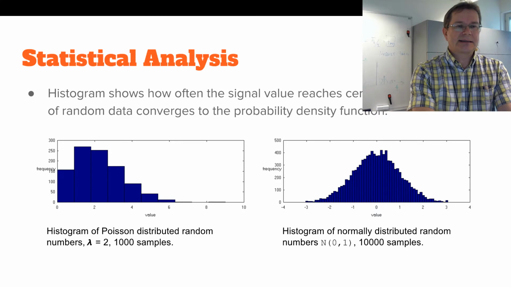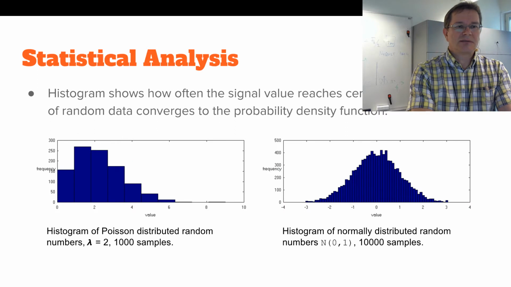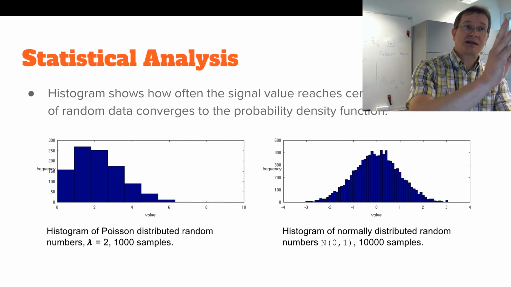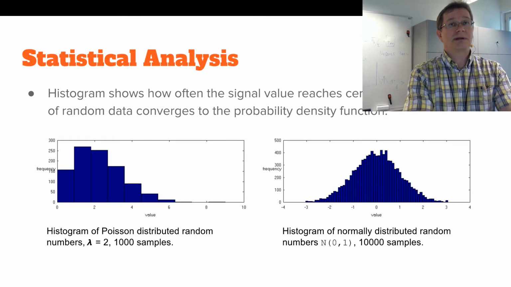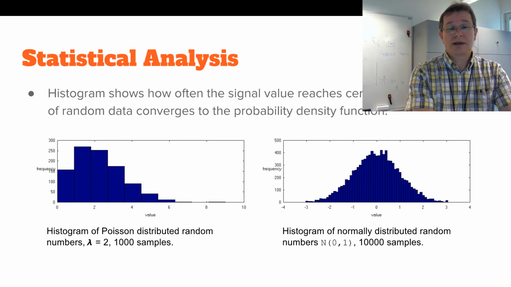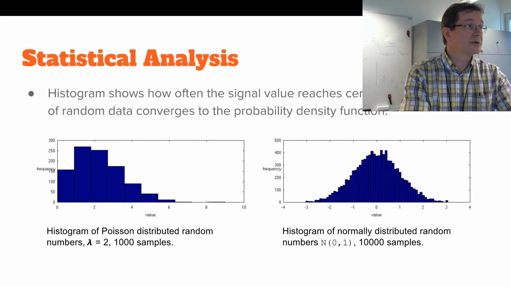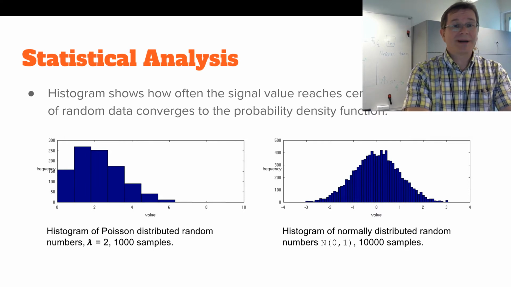Statistical analysis. If we have these random signals, one statistical analysis would be to calculate how many values will fit in some range, and that's a histogram. The form of the histogram shows you if this signal is, for example, Poisson distributed, normal distributed or uniformly distributed numbers. So it's basically a probability density function form.